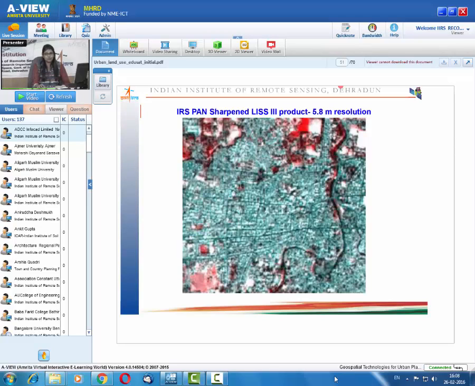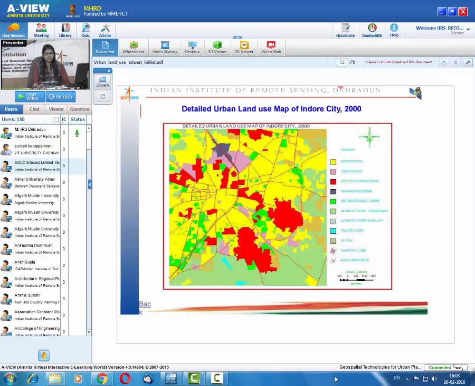0.8 meter resolution. Detailed land use map for the city of Indore for 2000. These are examples of using our own Indian satellite data for the preparation of various detailed levels of mapping. And this has been done not by digital image processing, not by any classification system, but by understanding the image, that is by image analysis or image interpretation.